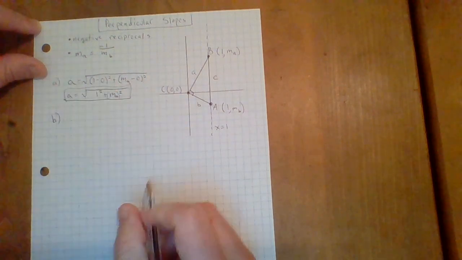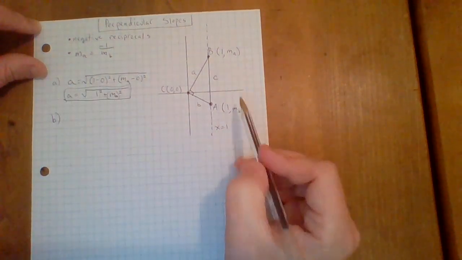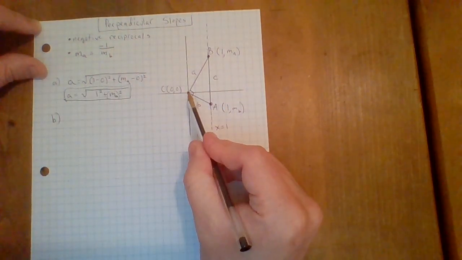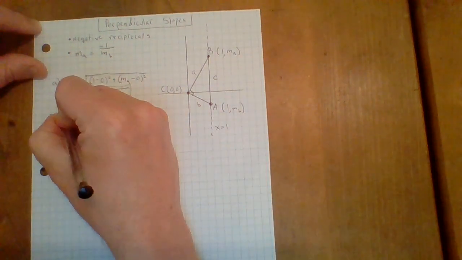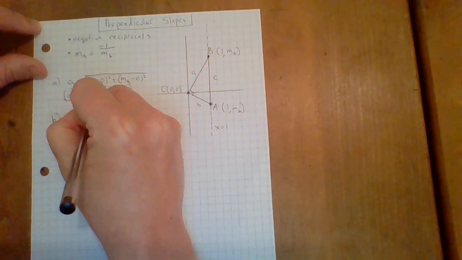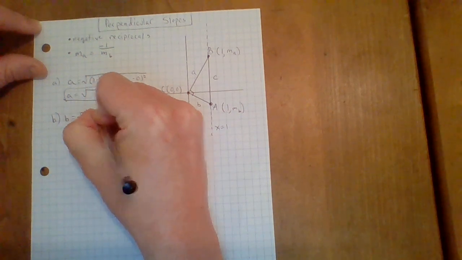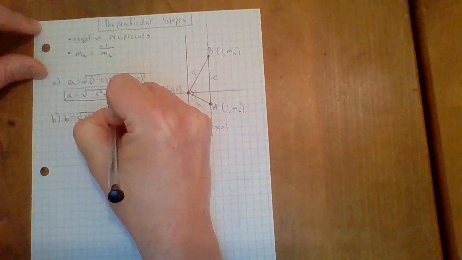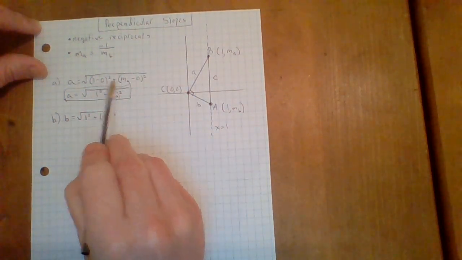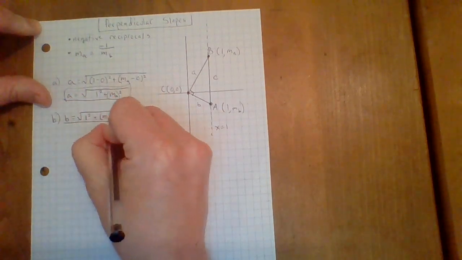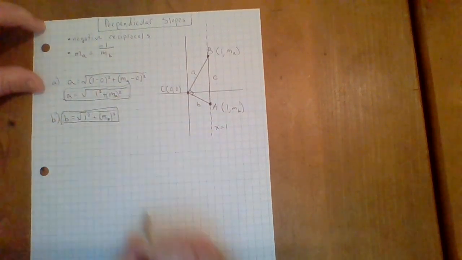And segment B is the same thing, right? Because it's at 1, we're going from 0, 0 to 1, slope B. So the distance for B is the square root of 1 squared plus the slope of segment B squared. Same exact thing, because you're subtracting 0 each time. So we can use that to represent the length of segment B.